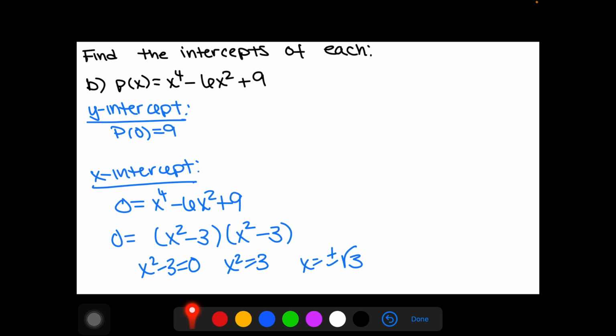If I set my factors equal to 0, x squared minus 3 equals 0, I can add 3, so x squared equals 3, and then take the square root, don't forget the plus or minus, so x equals plus or minus root 3. So I have two x-intercepts, one at positive root 3, one at negative root 3, and one y-intercept at y equals 9.